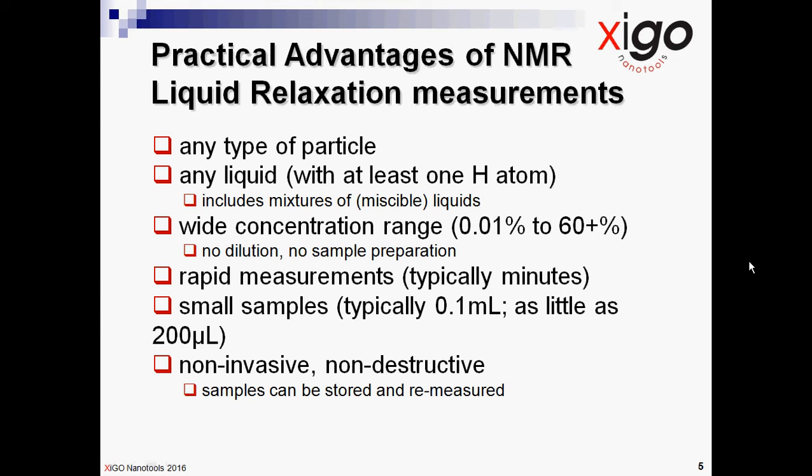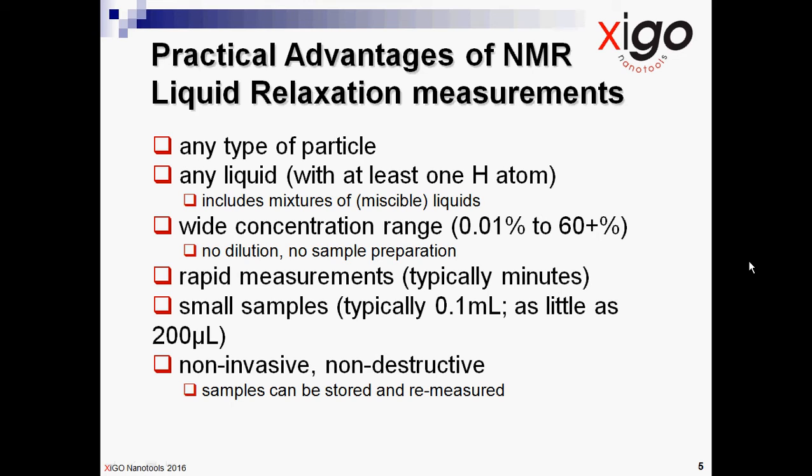NMR liquid relaxation offers a number of important practical advantages to the formulator. For example, any particle of any size or shape can, in principle, be studied. The dispersing liquid must contain at least one NMR active nucleus, such as the hydrogen atom, proton, and mixtures of miscible liquids, such as ethanol toluene and cyclohexanone methyl ethyl ketone, can be used. The solid's concentration can be very high indeed. The limit is simply dictated by whether the sample can be transferred into an NMR tube.